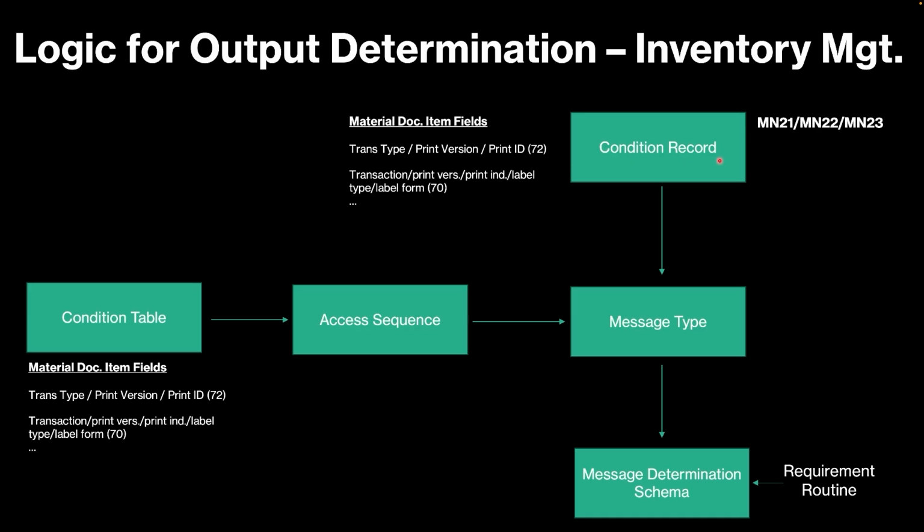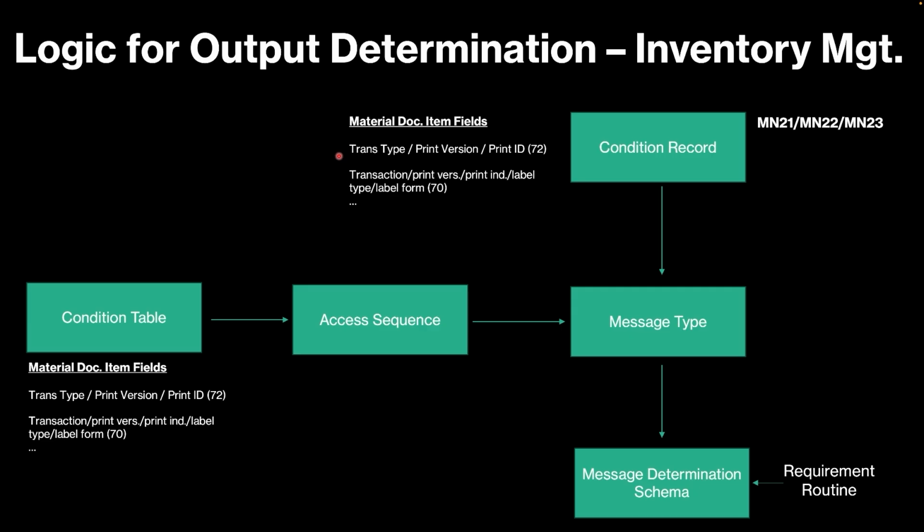And once that valid condition record is matched in your particular document, the system will automatically determine your output type or message type. The T code to maintain the condition record is MN21 for creation, MN22 for change, and MN23 for display. And you can see here that when you will be maintaining the condition record, the system will give you the list of all the tables which are there in the access sequence which you have maintained in that particular message type, and you will maintain the condition record against any of these tables which will come up on the screen.